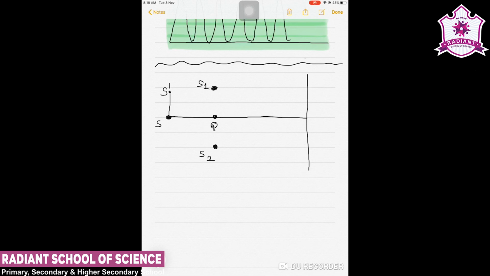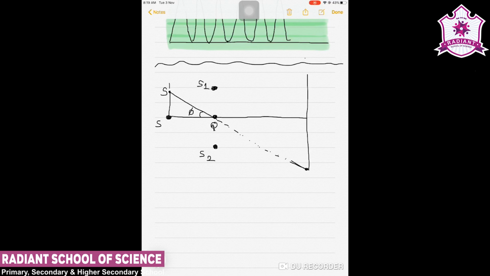If the angle S dash QS is phi, then the central bright fringe occurs at an angle minus phi. So obviously the central fringe will be at angle minus phi on the other side. Initially it was presented like this, and now the bright fringe would occur at this point, which can be considered as angle minus phi on the other side.